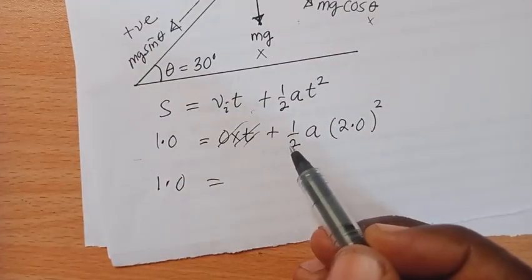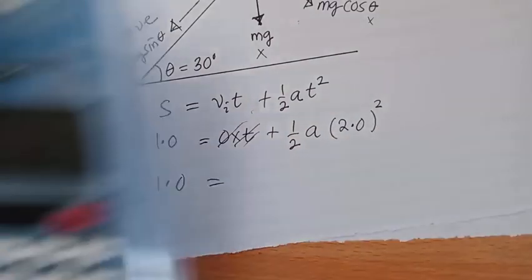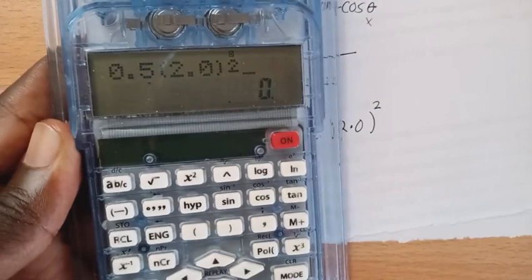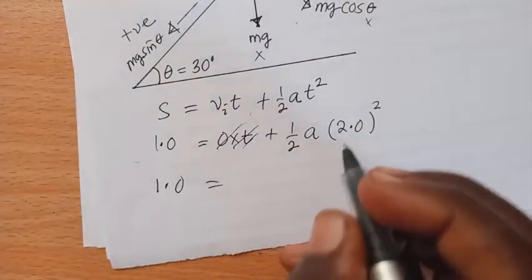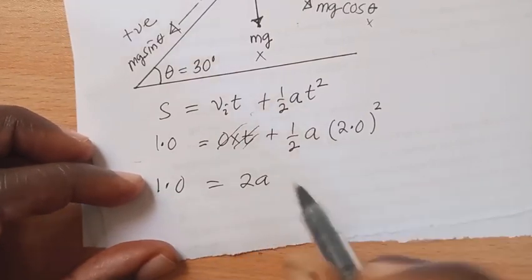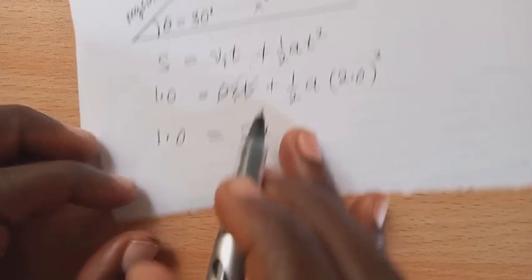1 upon 2 is 0.5. Ignore A, then open bracket 2.0 close bracket, and then square it. Now press the equality sign. Look at what you have: it is 2. So it means you combine your 2 with A. This and this will produce 2, and then 2 times A is 2A.